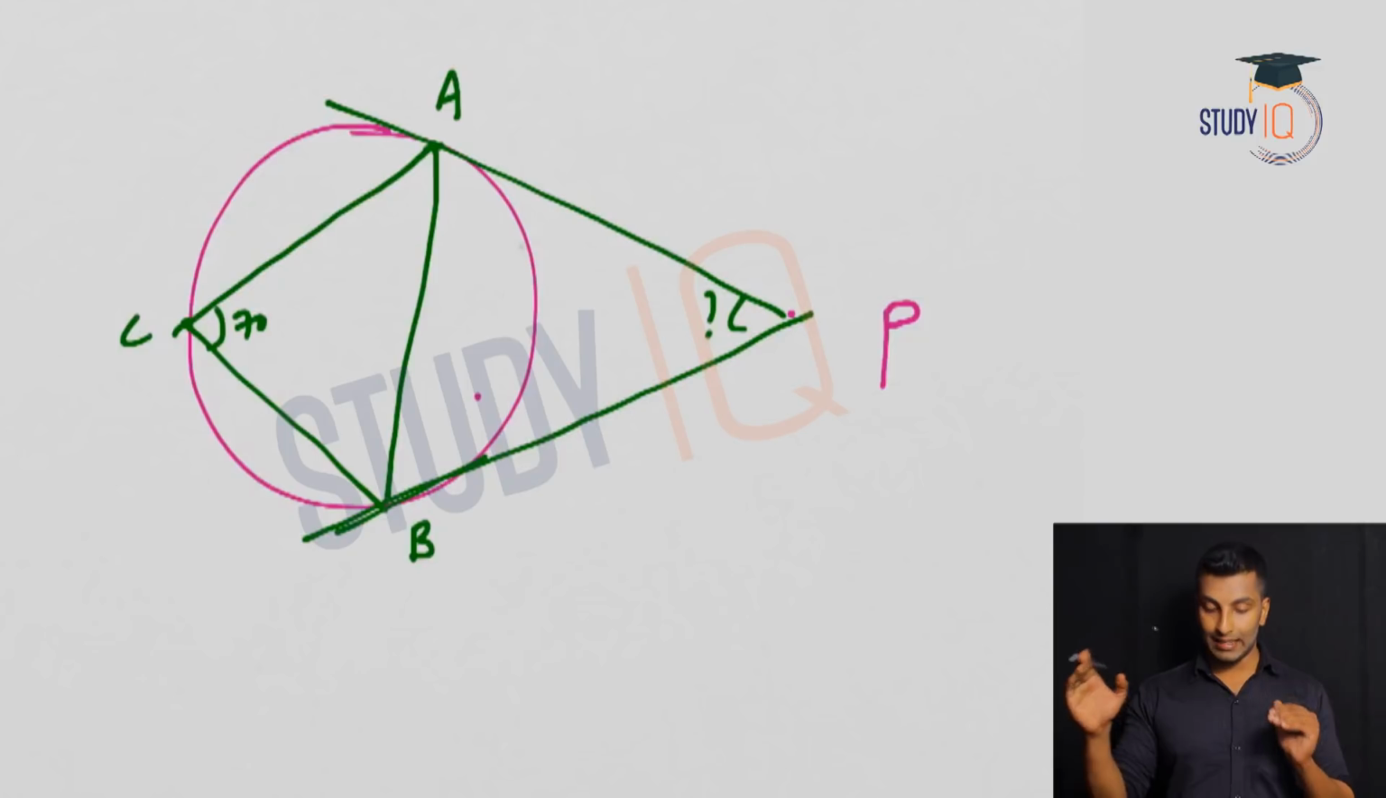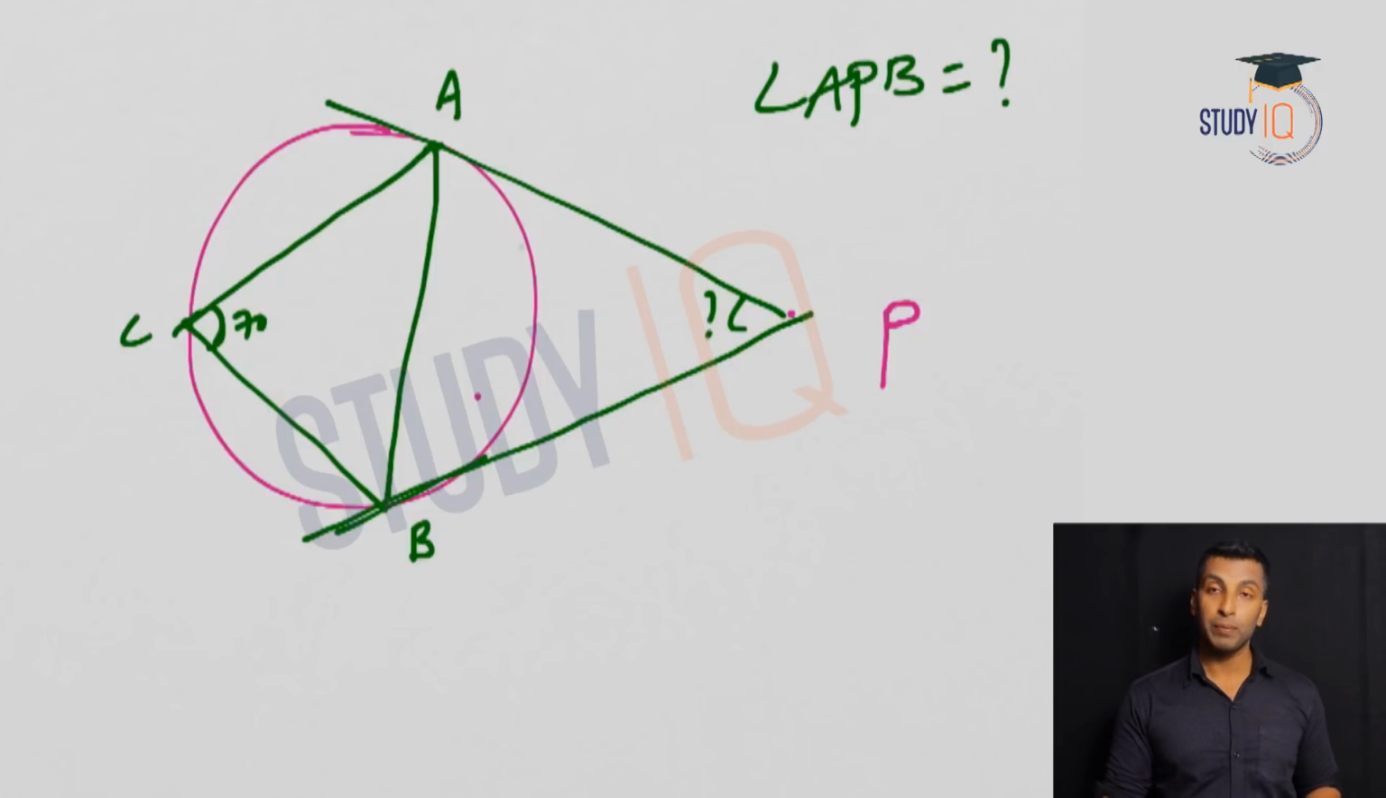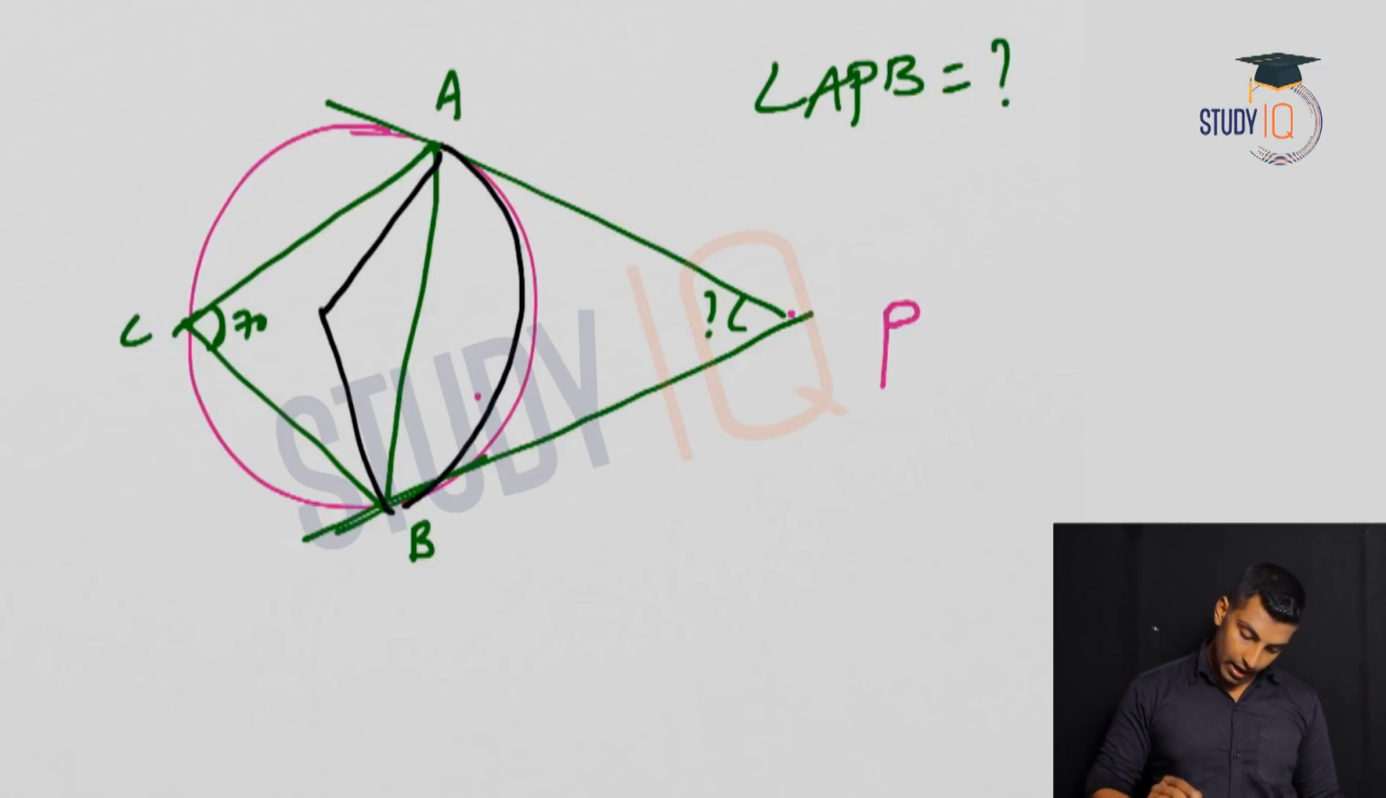There is a circle, one external point, and there is a point on the circle, and this angle is given as 70. Angle APB is what you need to find out. So what you can do here is draw like this. So AB, this arc, and you can see this is 70, so obviously this is going to be 140.